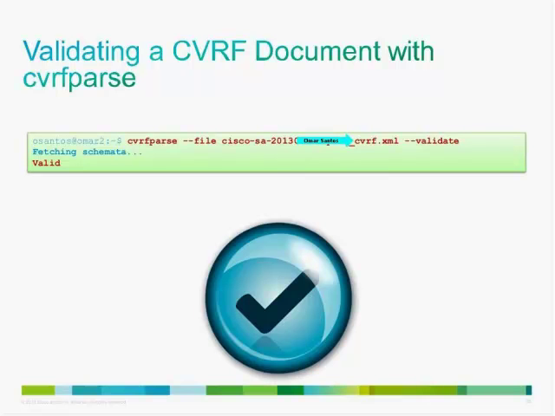And the CVRF.xml extension means that this is actually a CVRF XML document that was published, the version of the XML document of that advisory. Now, the CVRF parse is a command. You specify a file, and in this case, we're just validating that the actual XML file is valid against the schema of CVRF.